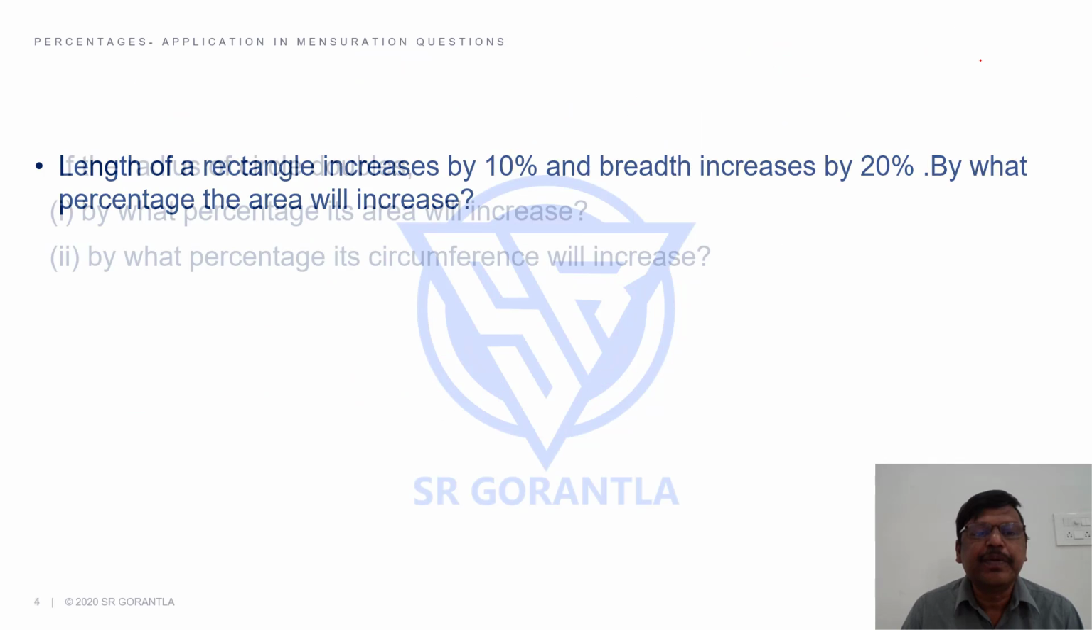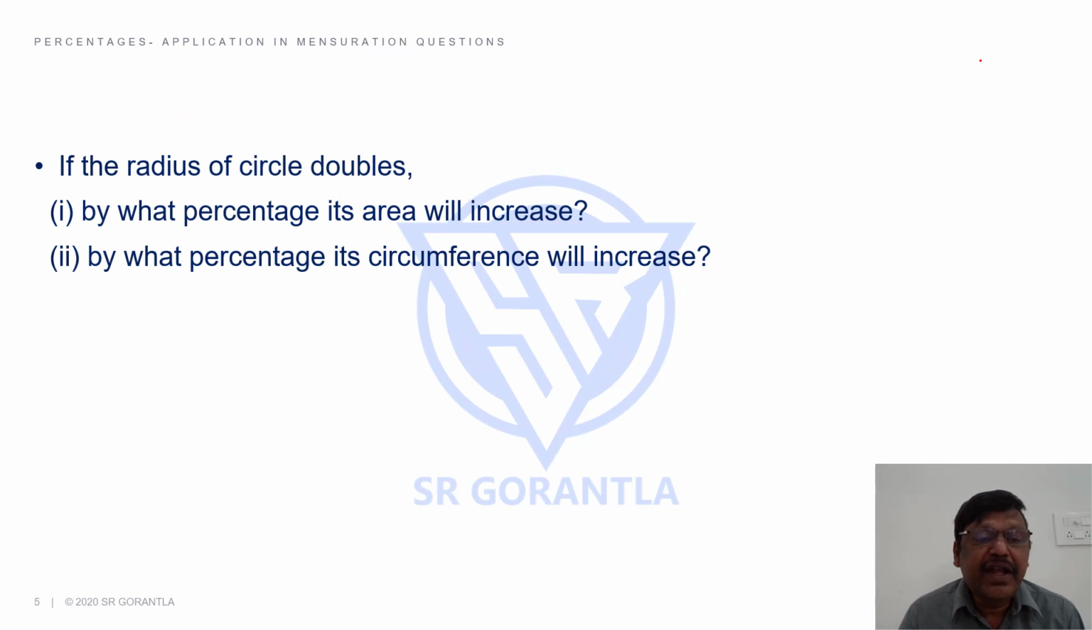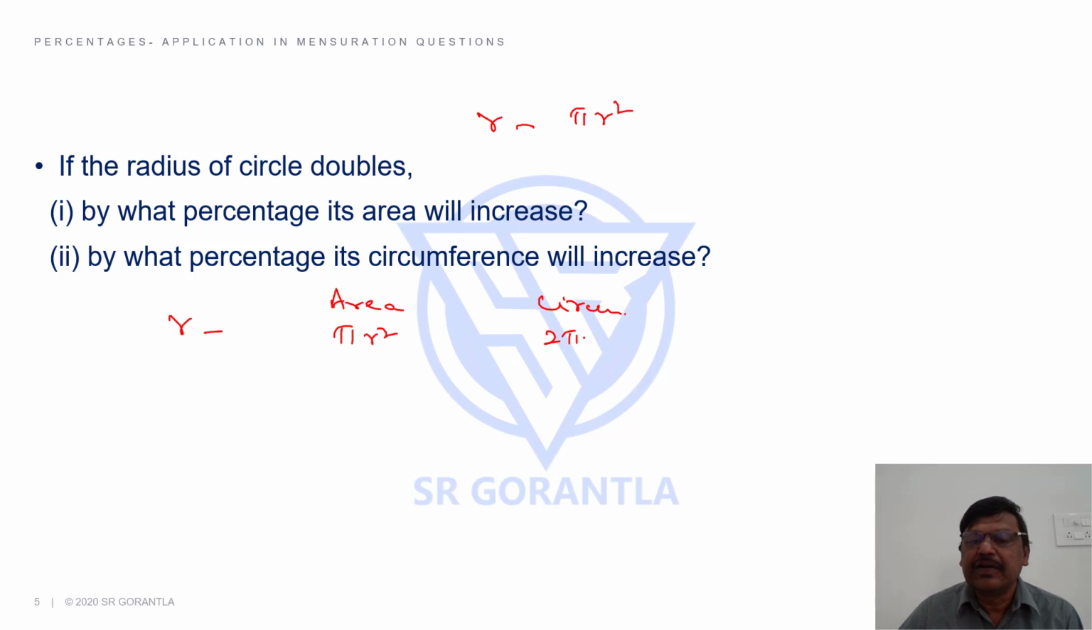Let's take up one more example. If the radius of a circle doubles, this I think you should say without putting it on paper. So the radius of a circle doubles. If the radius is r, what is the area? Pi r square. What is the circumference? It is 2 pi r. You know the circumference formula, right? Otherwise, you can note down: area of a circle is pi r square, circumference is 2 pi r.